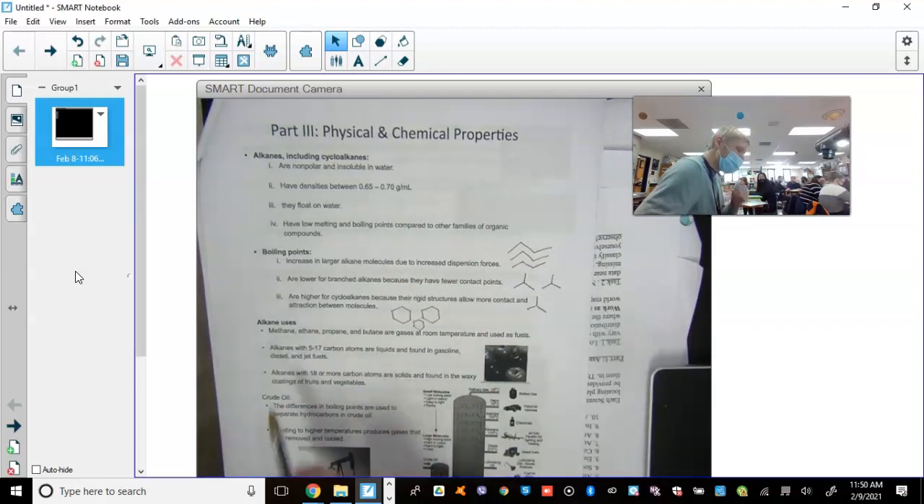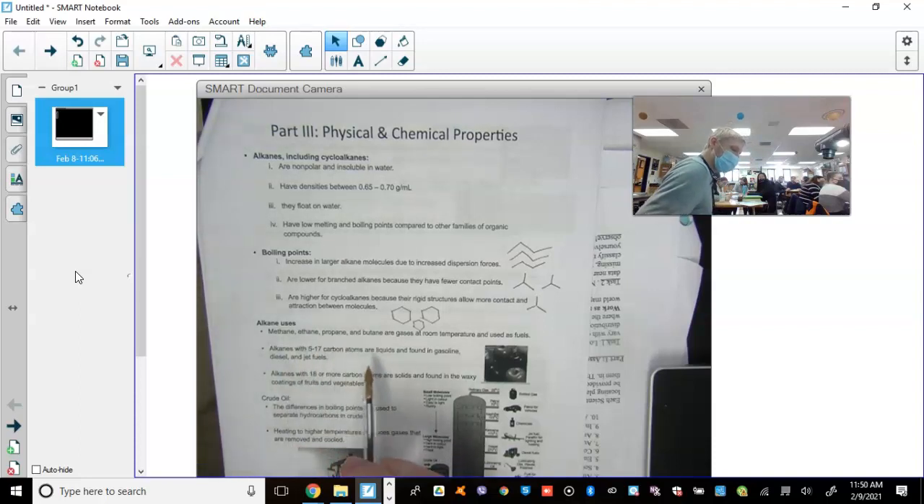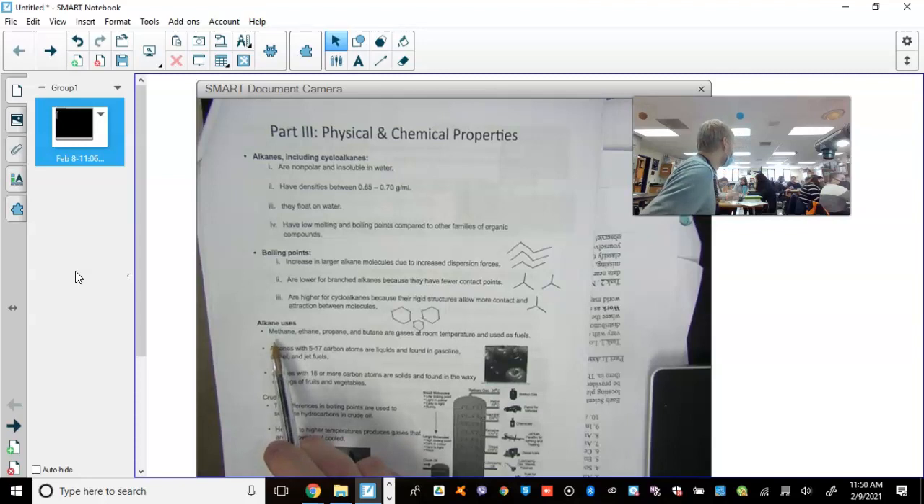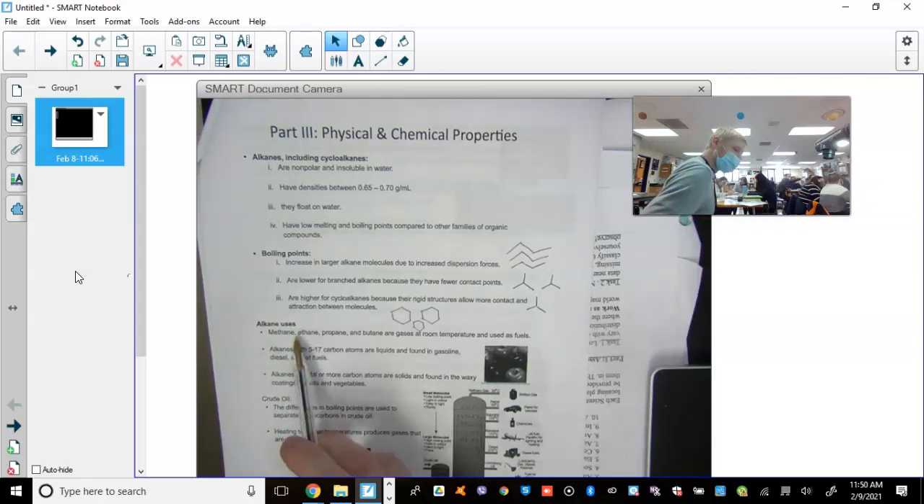All right, alkane uses. We got methane, ethane, propane, and butane are gases at room temperature and used as fuels. Usually propane is the fuel of choice for Memorial Day and outside grill outs. Methane, that's what comes out of the gases that we use for Bunsen burners. And methane is also produced by cows and all that stuff. And people.